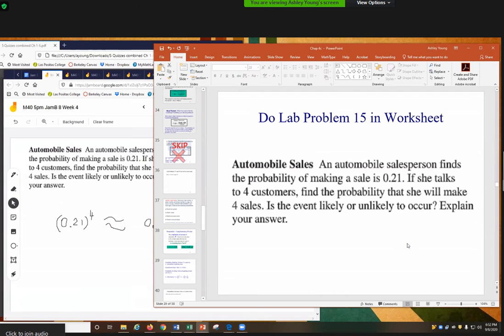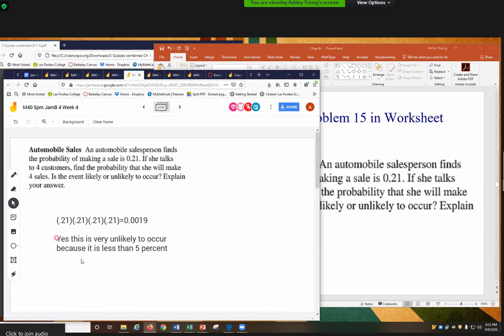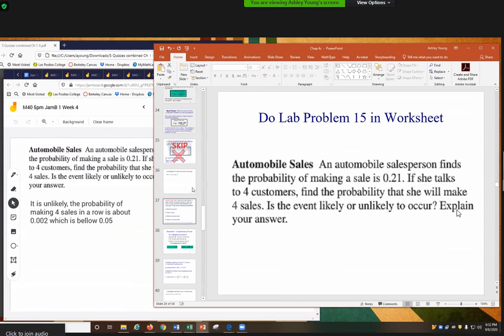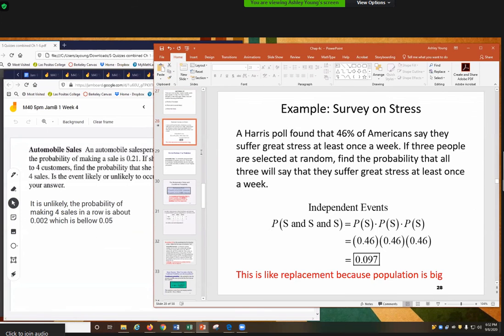All right, great job. You guys are back. Well done, you guys all have this one. It's 0.21 to the 4th power, or 0.21 times itself 4 times, so 0.0019. Yes, it's very unlikely because it is less than 5%. Absolutely. Good. So you guys all totally got all this. Nice job. Great.